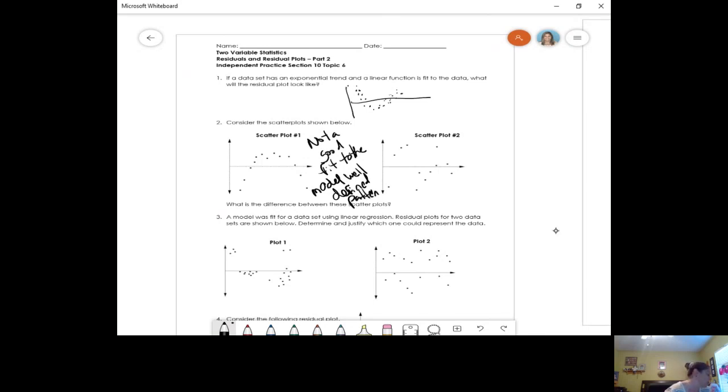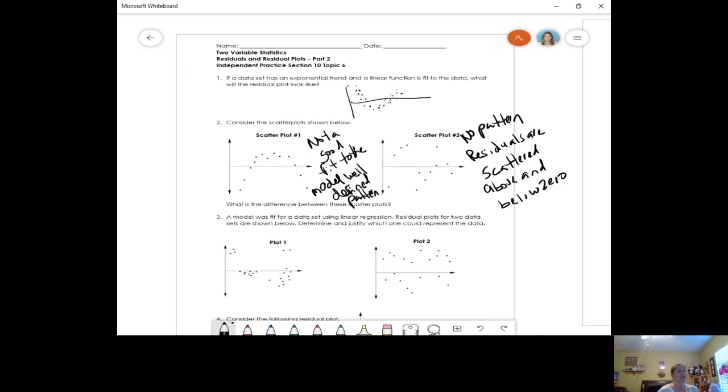Okay, what about scatter plot 2? Well, as you can see, there is really no pattern. And the residuals are scattered above and below 0. All right, number 3, a model was fit for a data set using the linear regression.